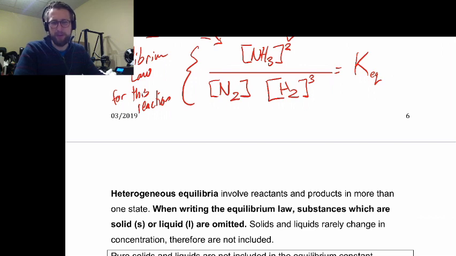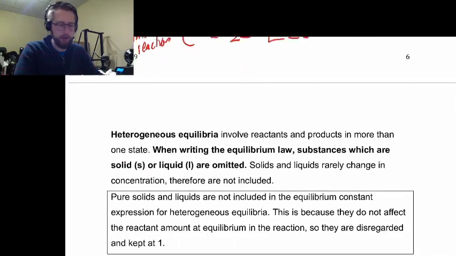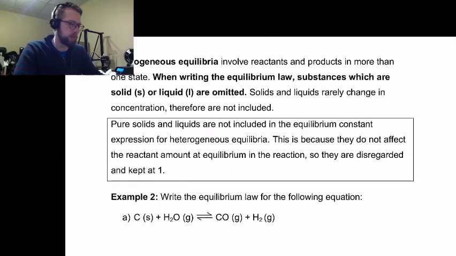So a solid doesn't have a concentration. It's a solid. It's all there. So if the solid is present, it's in it. The measurement of how much of it is in there is done in a different way. That's not compatible with the equilibrium. Pure solids and liquids are not included in the equilibrium constant.